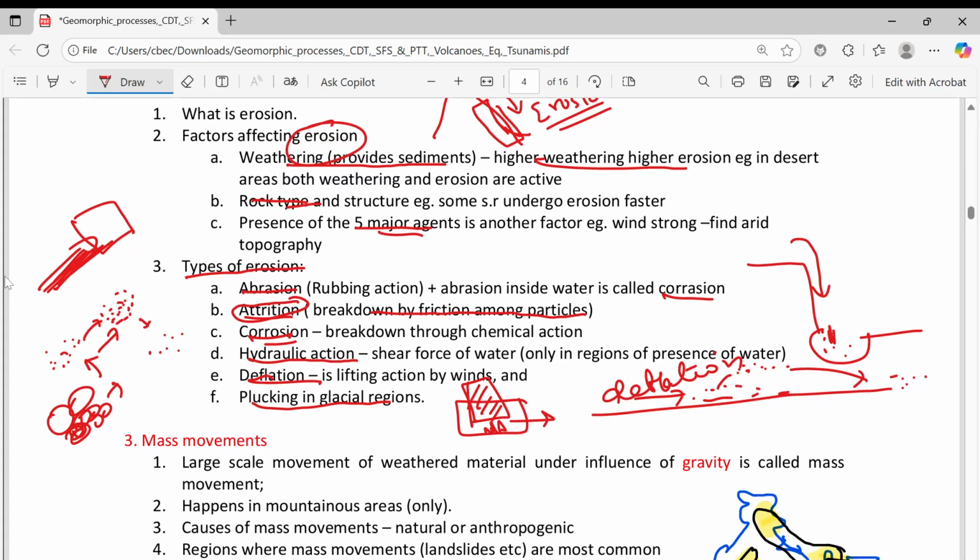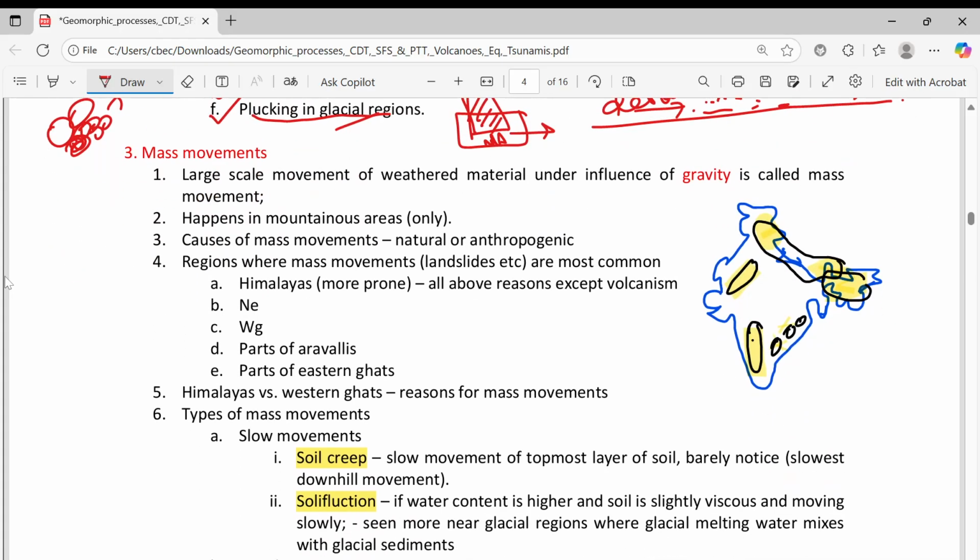So you simply remember the difference only. What is abrasion? What is attrition? What is corrosion? Corrosion means nothing but abrasion only. Then hydraulic action, deflation related to wind, plucking related to glacial regions.